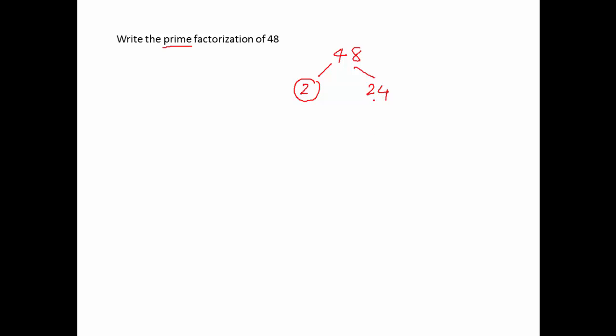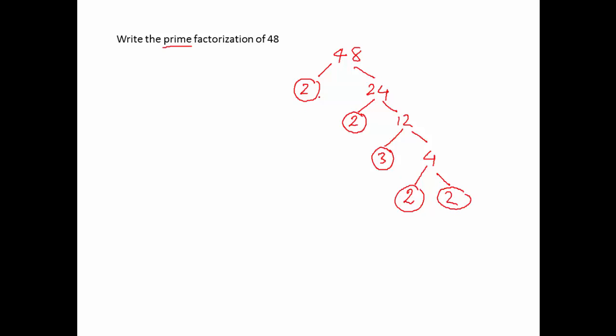But 24 is not a prime number. You can divide this further by maybe 2, and then 2 is 2 and 12, right? 12 times 2 is 24. So 2 again, this is a prime number, but 12 is not. So you can further divide 12 into maybe 3 and 4, and 3 is a prime number, but 4 is not. 4 we can further divide into 2 and 2, right? And 2 and 2 now are all prime numbers.